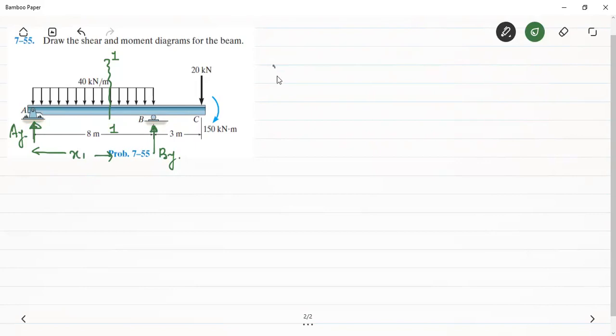Therefore, the shear force at section 1 will be equal to this AY. Since we are taking the left hand side of the section, the upward forces have to be taken as positive as per the sign convention. So this will be AY. This UDL of 40 into x1 will be negative because it is acting downwards.